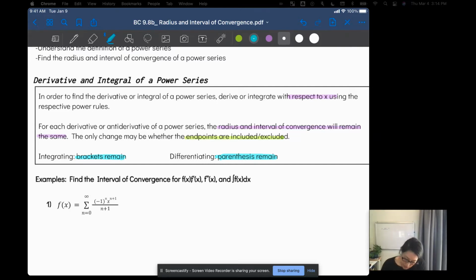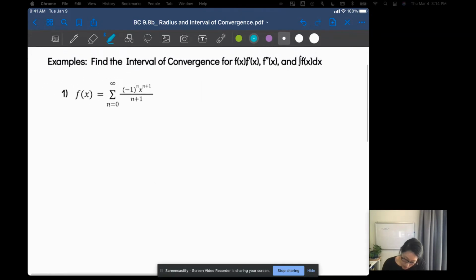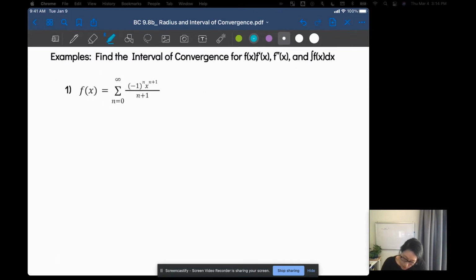All right, this is going to take a while, so let's do this. We're going to find the interval of convergence for f of x, f prime of x, f double prime of x, and then the integral of f of x dx. We have f of x equal to the sum from n equals 0 to infinity of (-1)^n times x^(n+1) over n+1.